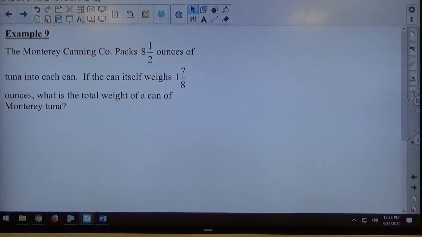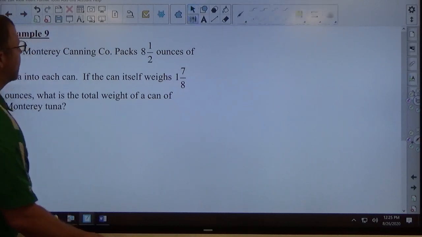Example 9, the Monterey Canning Company packs 8.5 ounces of tuna into each can. If the can itself weighs 1 7/8 ounces, what's the total weight of a can of Monterey tuna? So, let's take a look at what's going on.